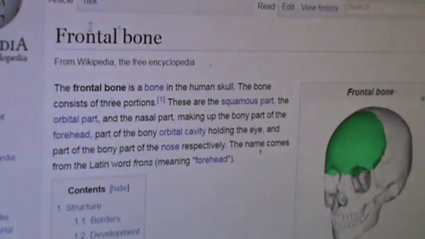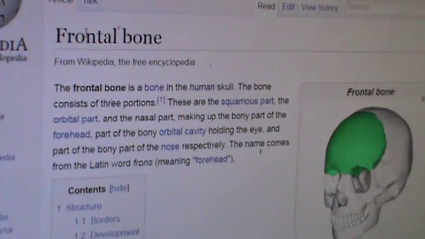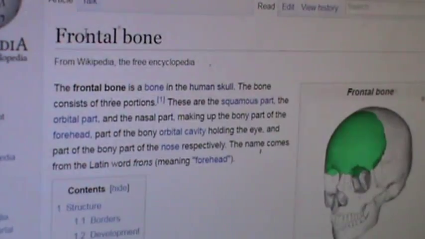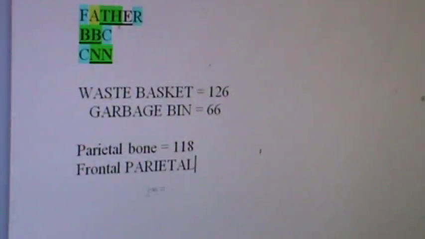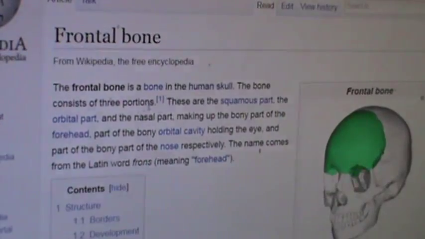The frontal bone. Frontal is Christ. Frontal bone knits together to make, oh yeah, right. Frontal is Christ. Right, so what happens if you put frontal and parietal together? A Christ, Father combo equals God is sovereign. 3 portions.